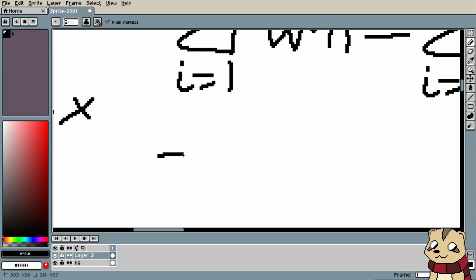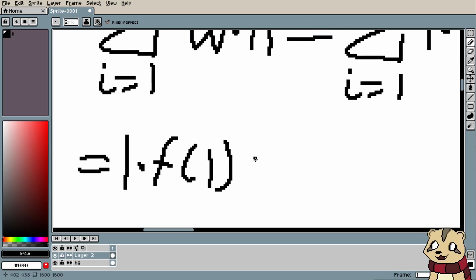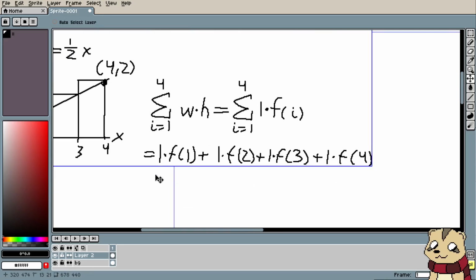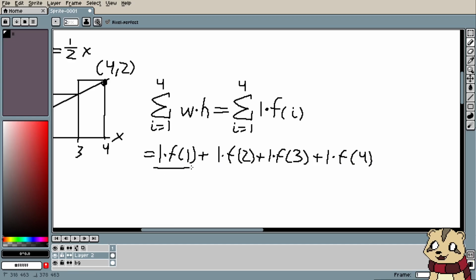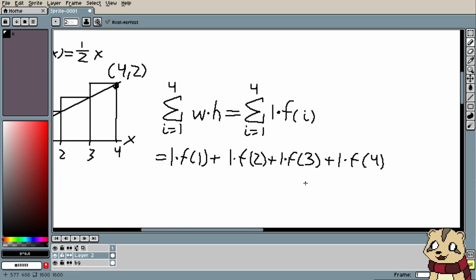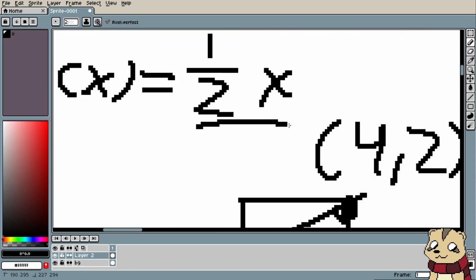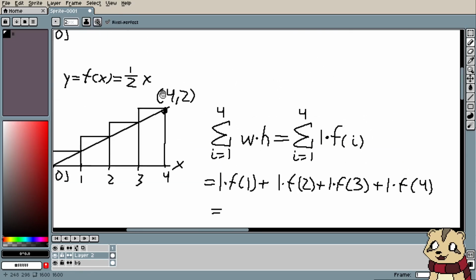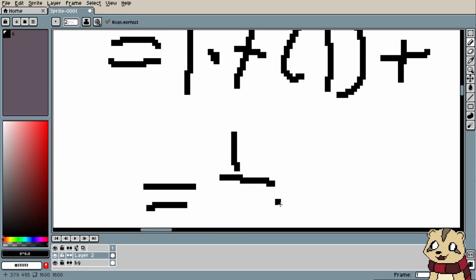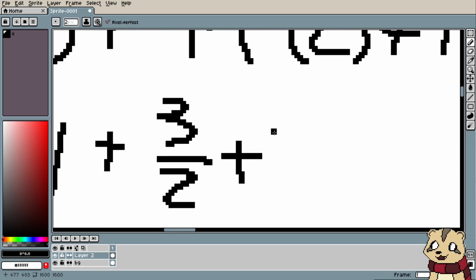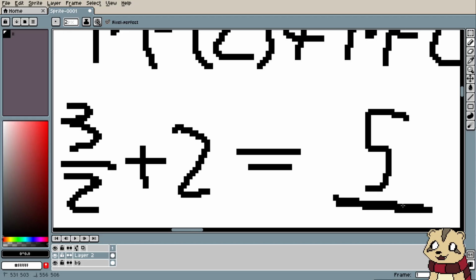How this is going to play out, it's going to equal, so this expands out to this. So here's our i equals 1 term, and we're adding it with the i equals 2 term, then the i equals 3 term, and the i equals 4 term. So this sums up, remember, we do know our f of x is 1/2 x. Plugging 1 into here, then 2, etc. will give us 1/2 plus 1 plus 3/2 plus 2. And our sum is 5.